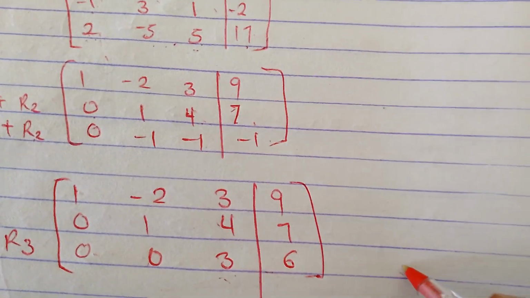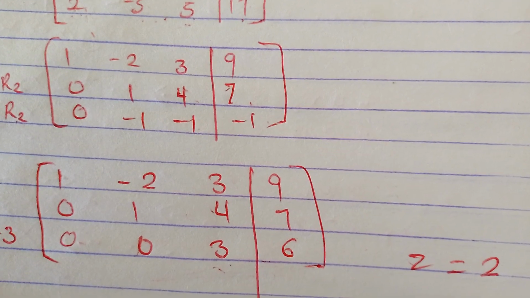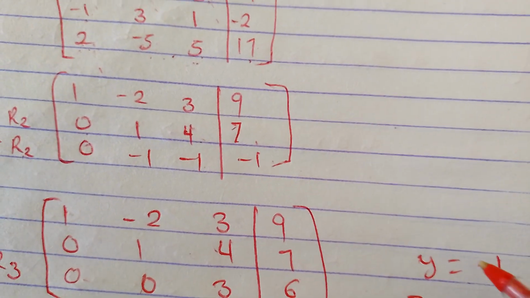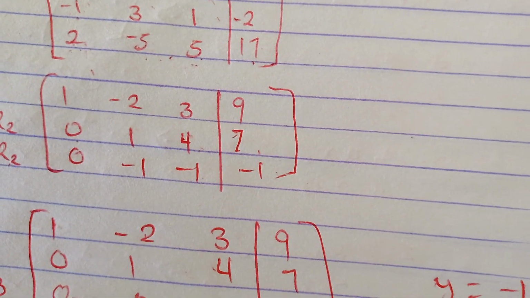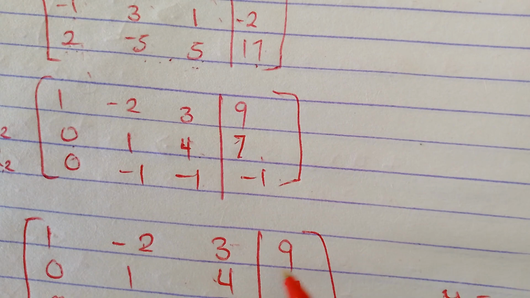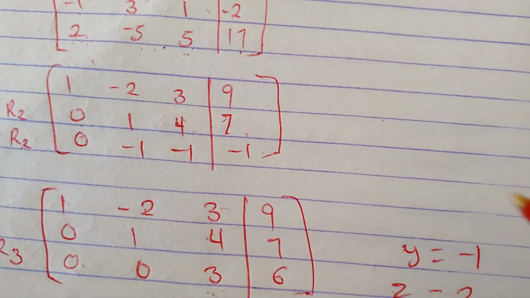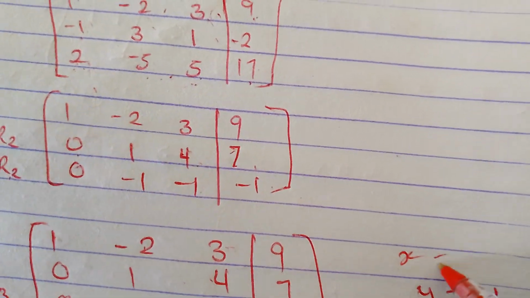So that gives us z equals 2. Then we put 2 here, right? So that gives us 8. So that gives us y equals negative 1. And then we can put negative 1 here, that gives us 2. And put 2 here, that gives us 6. Right? So what do we do? 6, so that gives us x equals 1.